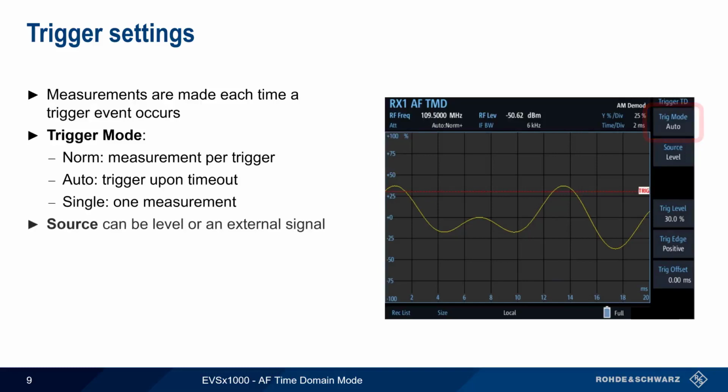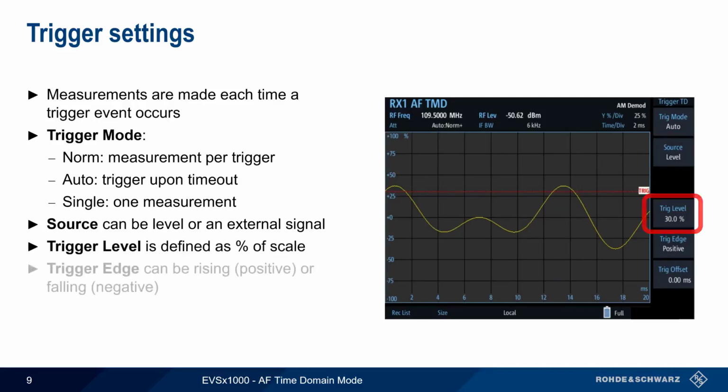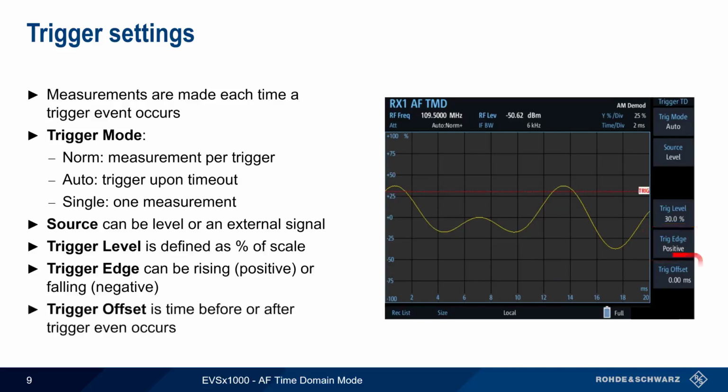The source of a trigger event can either be the measured level or an external signal supplied via the trigger-in connector on the rear of the EVS. If level is used, this is specified as a percentage. The direction or edge of a trigger defines whether a trigger occurs when the signal rises through or falls below a threshold. And lastly, a trigger offset can be used to make the trigger occur before or after an event takes place.